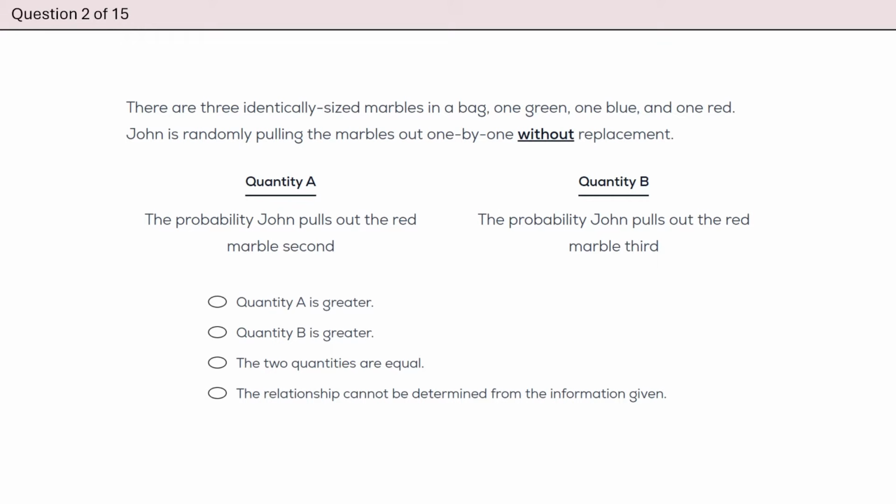So here's the second problem. There are 3 identically sized marbles in a bag, 1 green, 1 blue, and 1 red. John is randomly pulling the marbles out one by one without replacement. So taking a marble out and leaving it out.